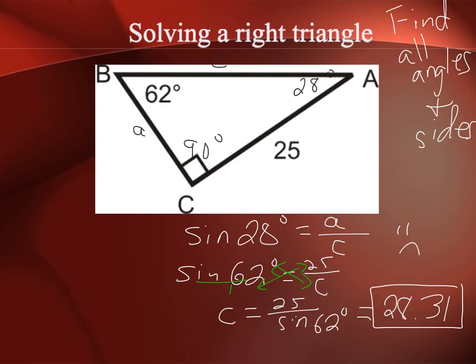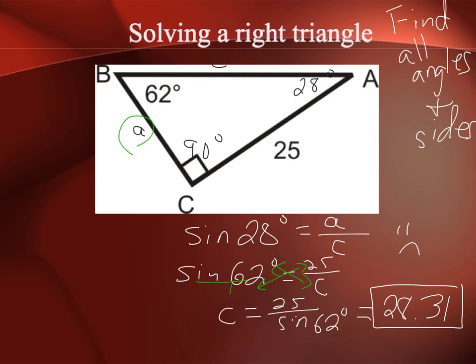For the last one, I need side A. Well, then now I could go back and finish my sine 28 degrees equals A over C because now I have a value of C. I would not recommend doing that. When you use rounded answers to find more answers, it just causes you to be less and less precise. So that's not ideal. Let's go back and use something else here.